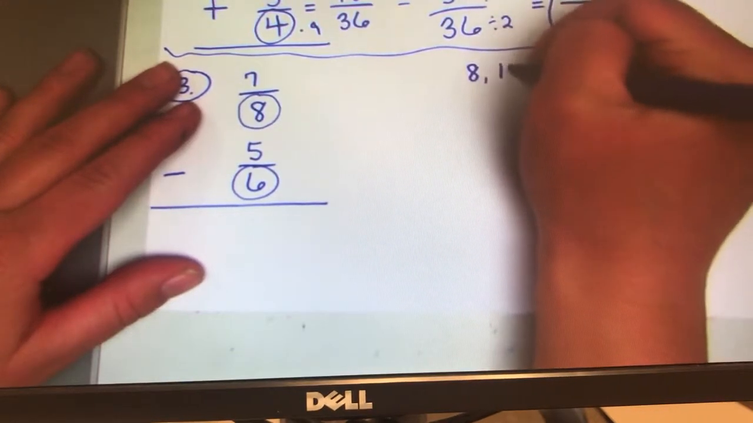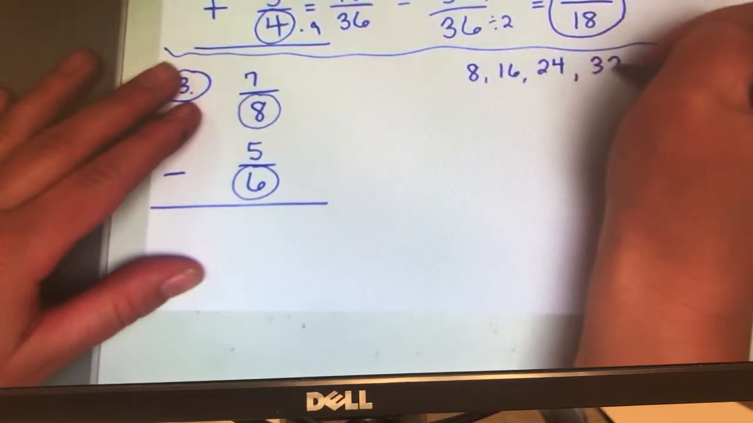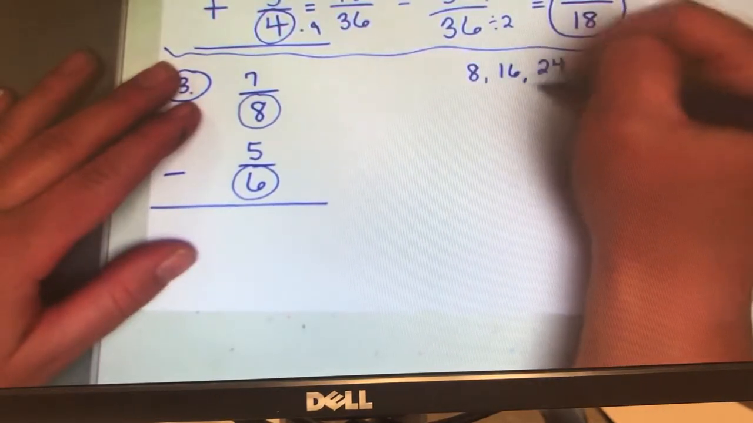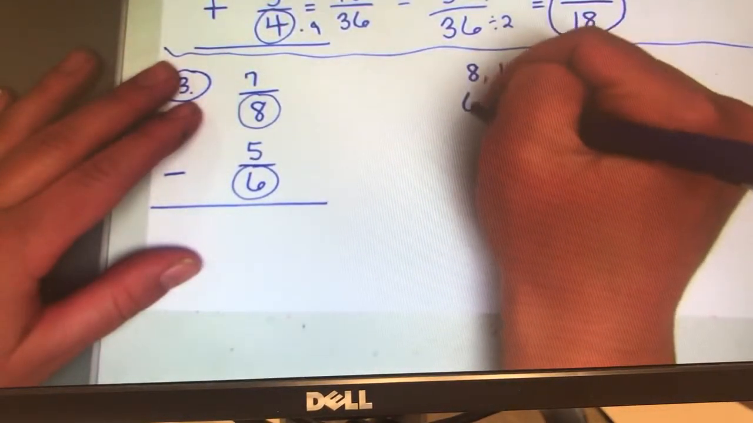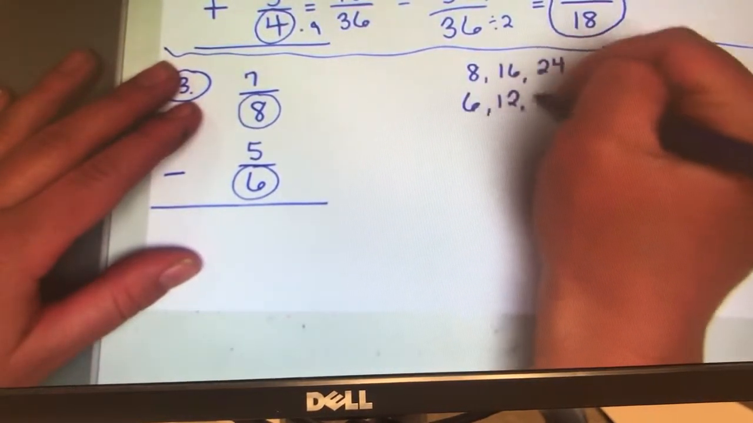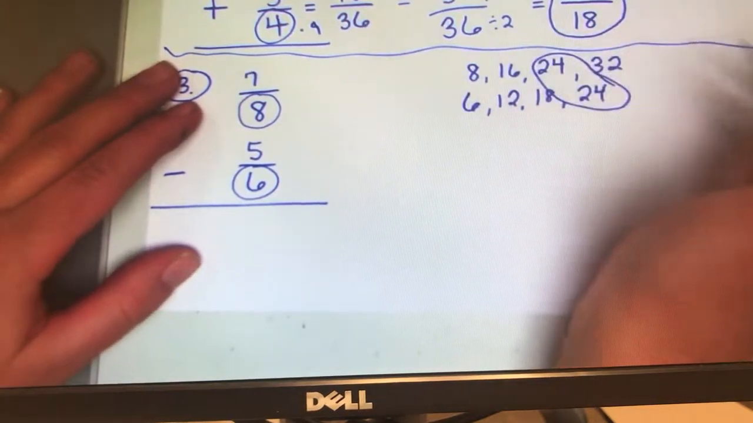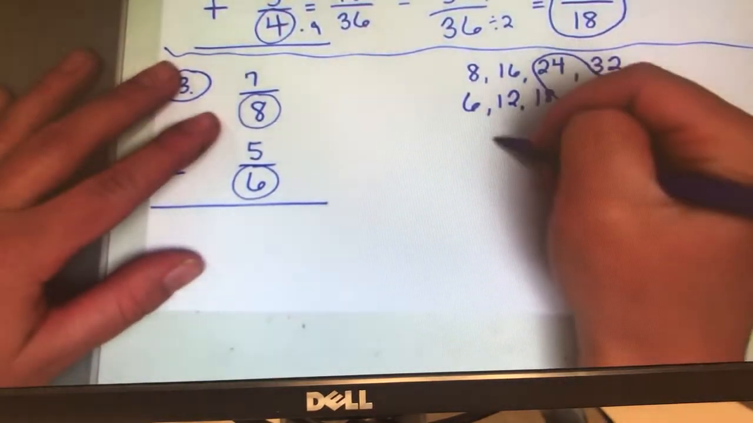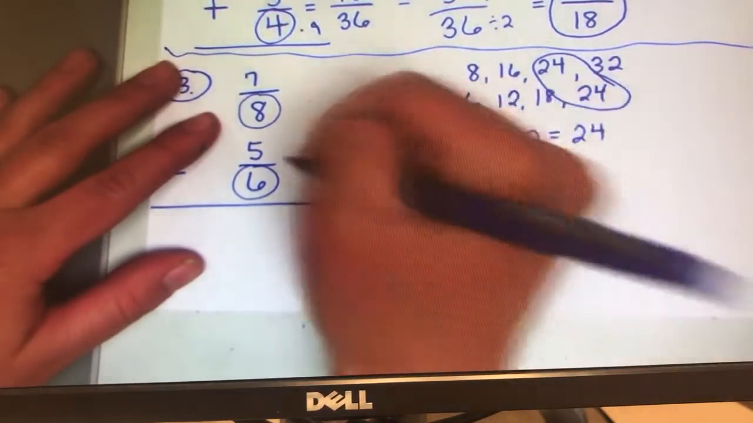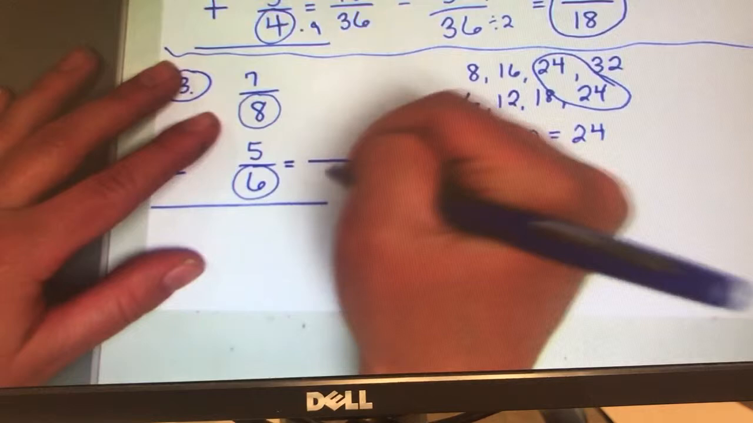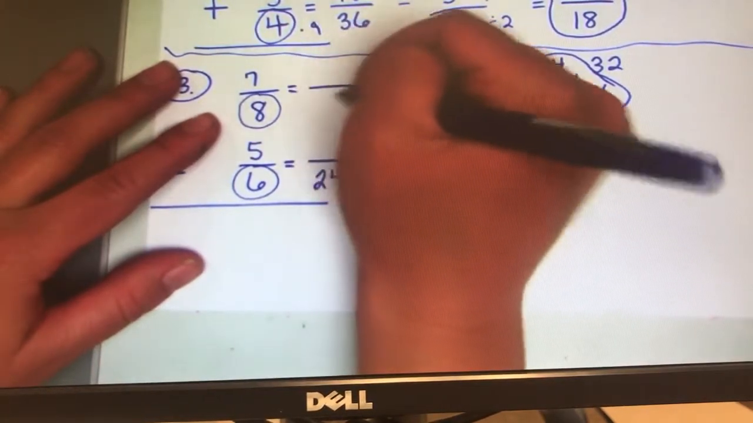Counting by 8s, 8, 16, 24, 32. And sometimes when you make the first one, you may say, oh, 24, I know that's a factor of 6, or a multiple of 6, I'm sorry. 6, 12, 18, 24, there it is. 24 is going to be our LCD, which stands for least common denominator. So I'm going to set up equivalent fractions now with a new denominator of 24.